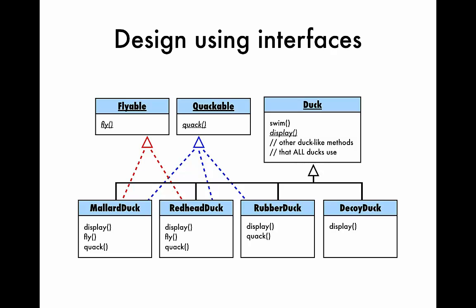Okay, so one problem solved. You don't need rubber duck and decoy duck to override methods to do nothing. Unfortunately, you just introduced another problem. If it's not obvious to you, please pause the video one more time and see if you can determine a serious problem with this design. I'll give you a hint. This was a problem with our original design also, but it's arguably more serious in this design.